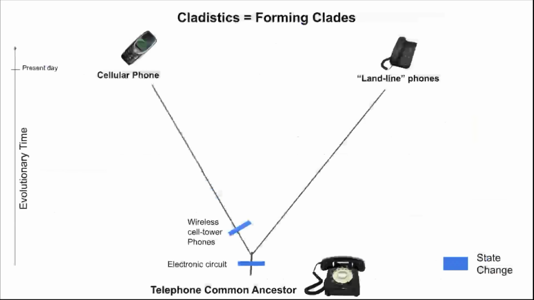That probably doesn't look like a cellular phone that you use today, but 15, 20 years ago, that was a cellular phone. So the state change that occurred between that rotary phone and the cellular phone, there's two state changes. One, we went from this rotary phone to an electronic circuit, and then we started using these wireless cell towers, right? Well, there was another state change where we installed these phones into our cars.